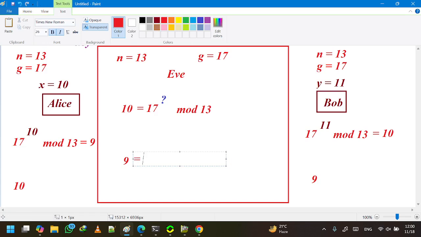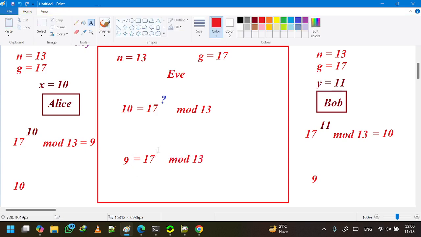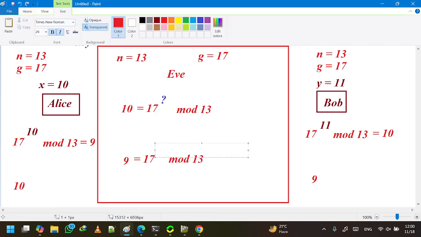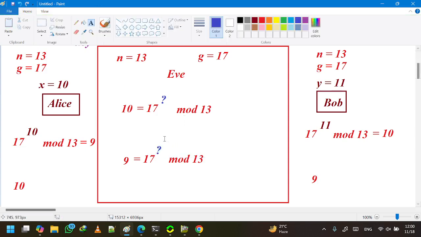even though evil Eve knows that 17 to the power of something mod 13 gave 9, she doesn't know the secret number that was generated by Bob. So evil Eve cannot find out the value of the two values x and y. These two are not known.